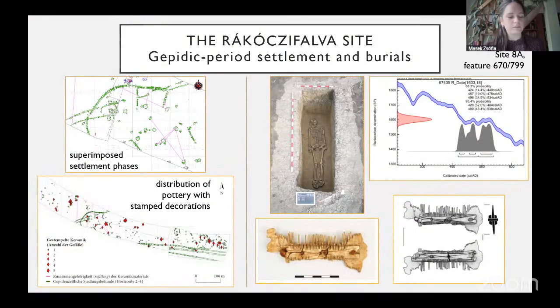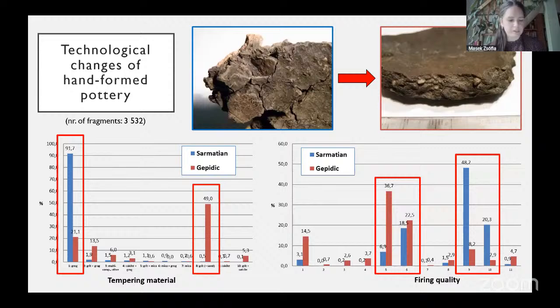C14 dating of settlement features is currently in progress. So far, only a few absolute dates from human osteological material are available. These confirm that the Germanic cultural milieu corresponds with previous absolute dating. Sadly, these Gepidic period graves at the site did not contain any ceramic vessels. This pottery represents a completely new tradition in the Tisza region.